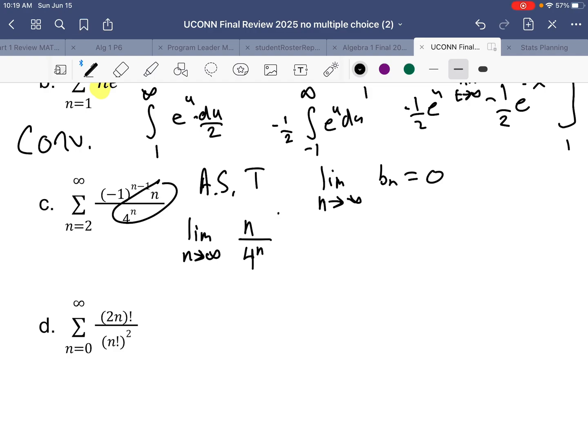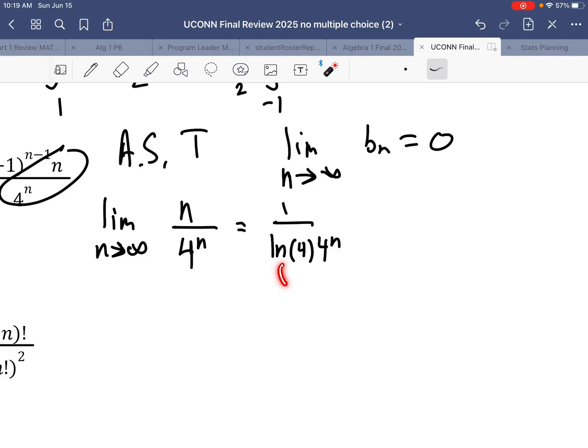this is a scenario where it's going to look like infinity divided by infinity, the indeterminate form. So I should take the derivative, use L'Hopital's rule. This would be 1 over the natural log of 4 times 4 to the n, and the 1 isn't going to change as n approaches infinity, and our denominator is approaching infinity. So this is equal to 0.